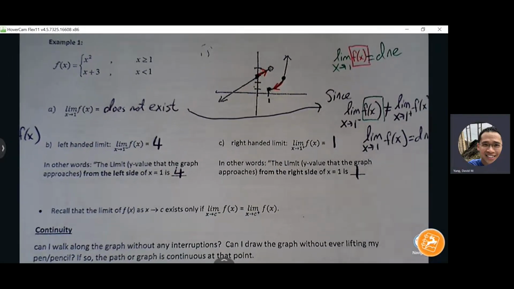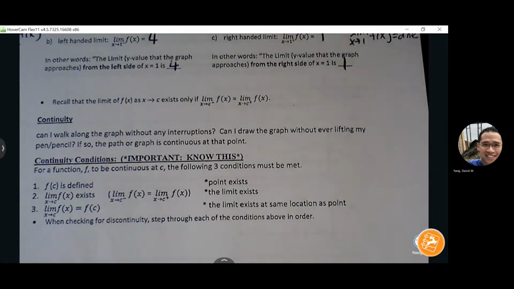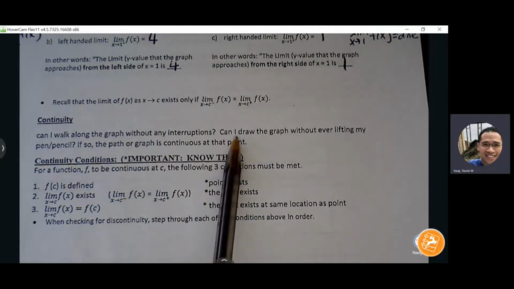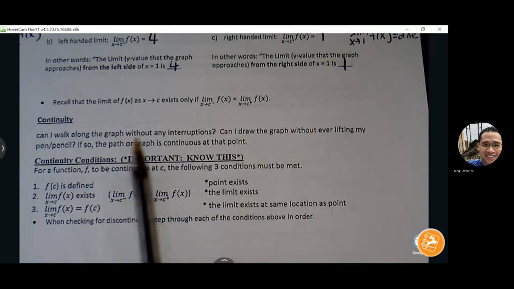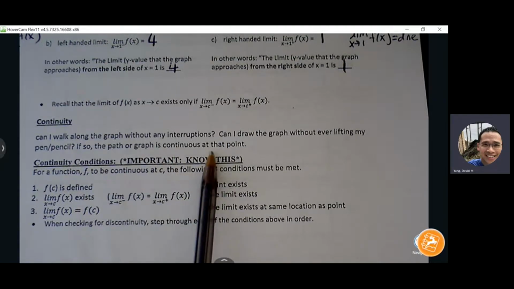All right, so let's look at this concept of continuity. Can we walk along the graph without any interruptions? Can we draw the graph without ever lifting our pen or pencil? If so, then our graph is continuous at that point. There are no interruptions. If we can visually see ourselves drawing the graph through that point without ever having to lift up the pencil to reach another part of the graph, we call that graph continuous. So no breaks, no holes, no asymptotes.